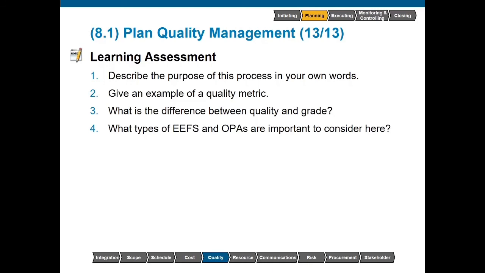What is the difference between quality and grade? Quality refers to the inherent characteristics that fulfill requirements, whereas grade is a category that refers to some type of different technical aspect separate from the actual quality. What types of EEFs and OPAs are important to consider here? EEFs could include industry or government standards, regulations, operating conditions that may affect quality. OPAs could include any type of organizational quality policies or guidelines that we may have, along with goals or perhaps lessons learned from past similar projects.